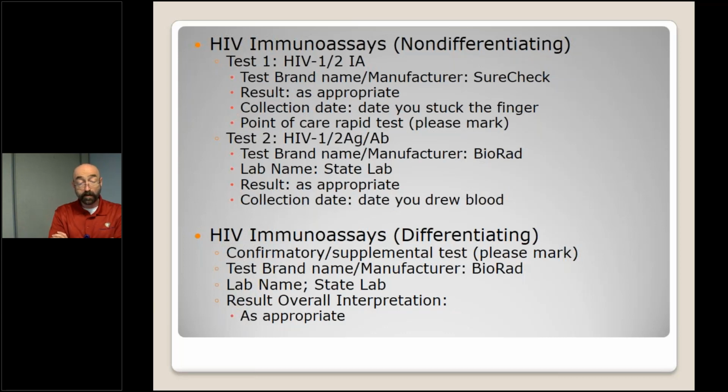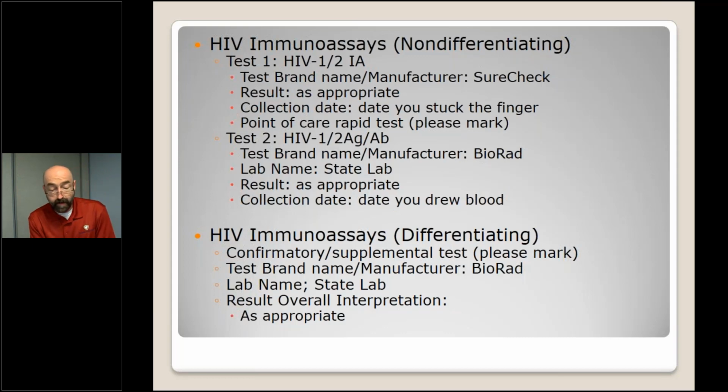Test 2, if that test 1 is positive or reactive, test 2 is one from the state lab. That's the HIV-1/2 antigen antibody test. The brand name is Biorad. State lab is the lab name. The result is appropriate, and the collection date, the date that you drew the blood. Probably the same day you stuck the finger.